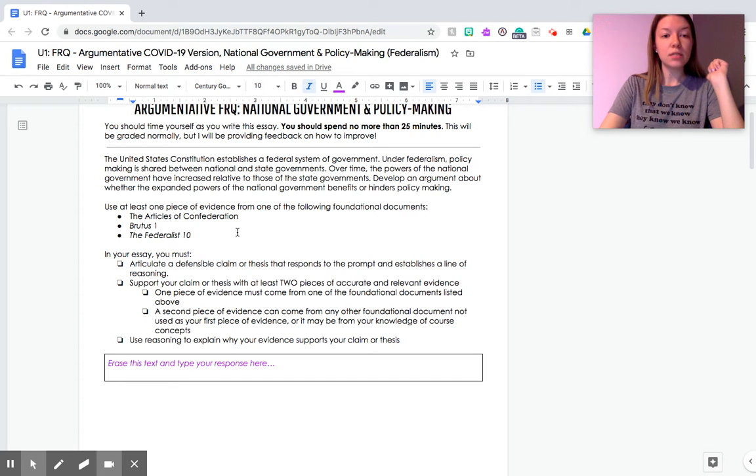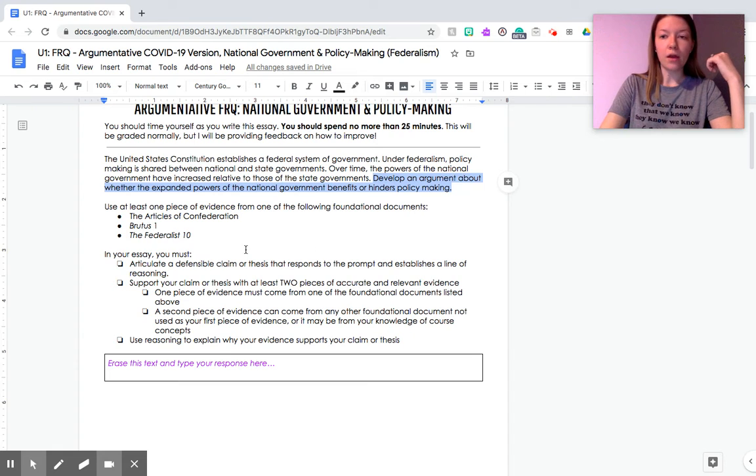The prompt reads: The United States Constitution establishes a federal system of government. Under federalism, policymaking is shared between national and state governments. Over time, the powers of the national government have increased relative to those of the state governments. Develop an argument about whether the expanded powers of the national government benefits or hinders policymaking.